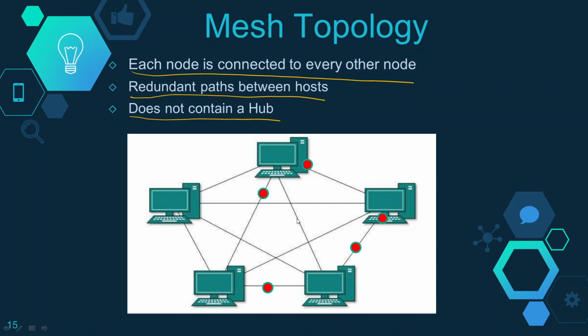Here we can see that each node is connected to every other node, and this forms a kind of mesh, and the communication can go like that because each node is communicating with each other node. So it is a complex type of communication that is taking place.